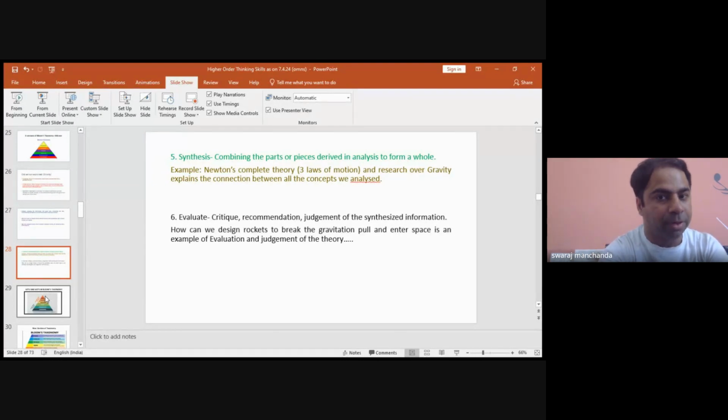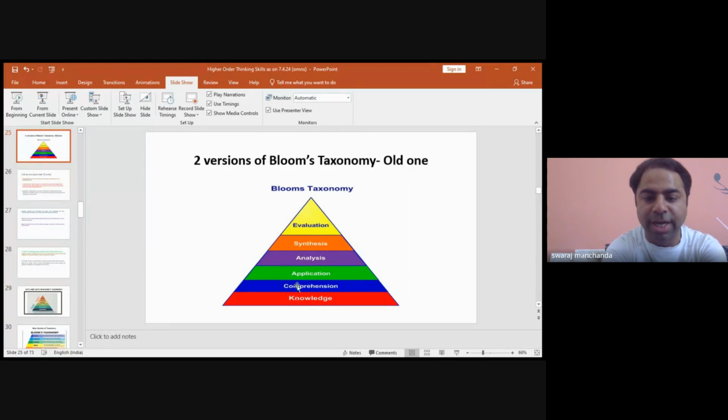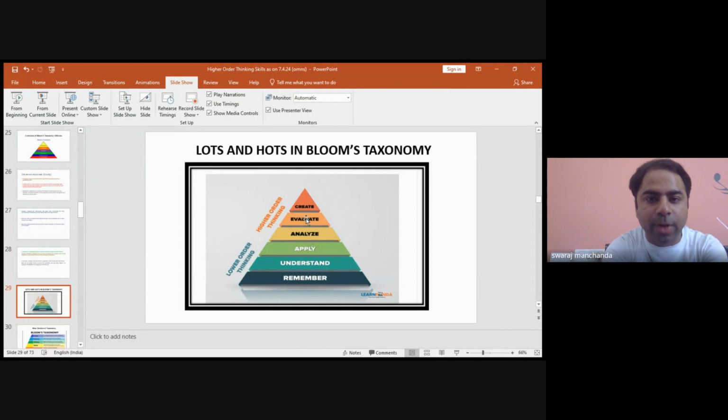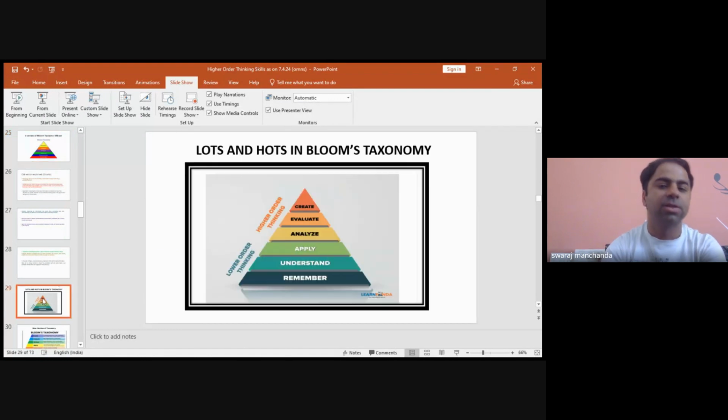This was the old version, 1956. The lower skills: remember, understand, apply. The lower skills, which I'm talking about here, are low order thinking skills. In the old taxonomy, they were called knowledge, comprehension, application. The upper skills: analyze, evaluate, create. Earlier, they were called analysis, synthesis, evaluation. They are higher order thinking skills. Now, what changed in the new taxonomy?